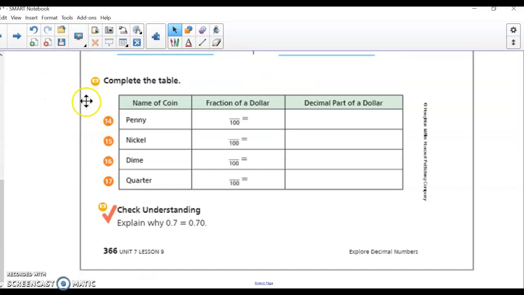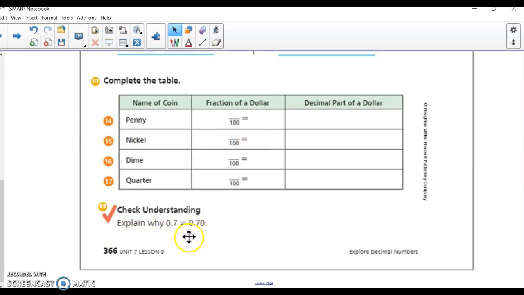And then here, all you're doing is you're creating fractions, right? And then you want to write what that would look like as a decimal part of the dollar, how many cents you would have. So a penny, yeah, it's 1/100th. And then if you can simplify it, see if you can do that. Not all of them can be simplified. Try it out, okay? And then the last thing, explain why 7 tenths is the same as 70 hundredths.